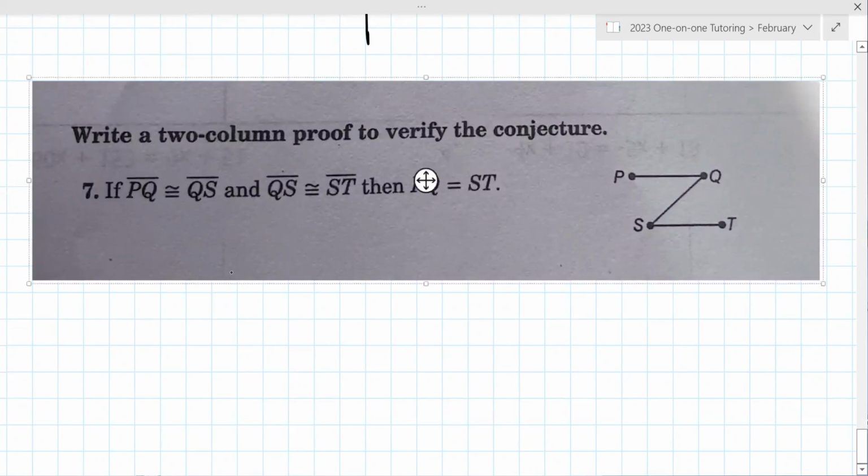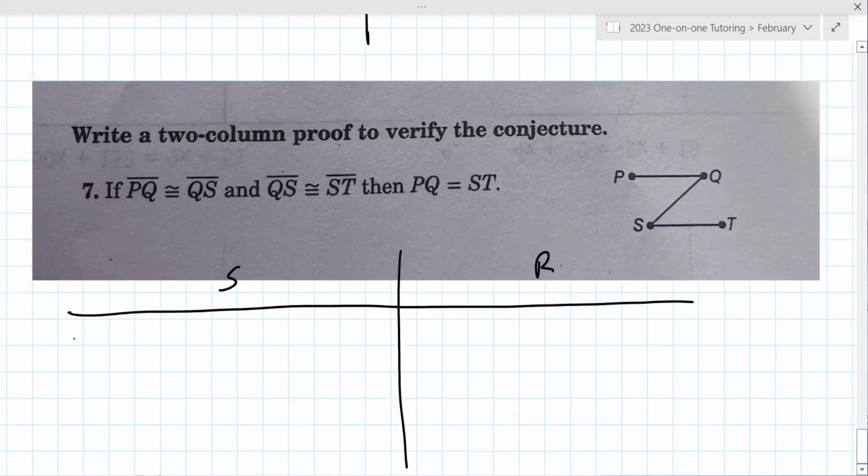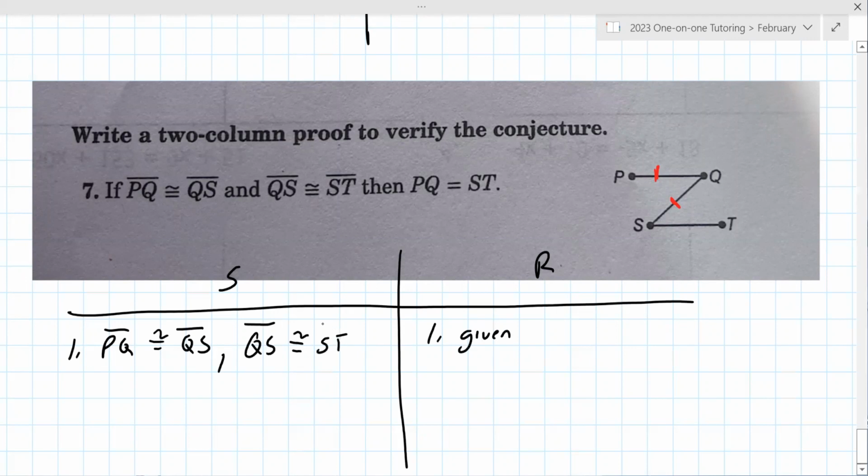So again, it's an S and R thing again. So you're gonna break this up. You start with the given. The given is PQ is congruent to QS. So on the picture, that means that PQ is the same as QS. Right? And that's given. We can also put the other given in, which is that QS is congruent to ST. Now I'm going to use a different way of showing that, but QS is congruent to ST. All right, and again, that's given.